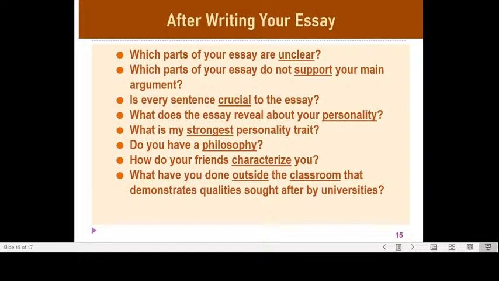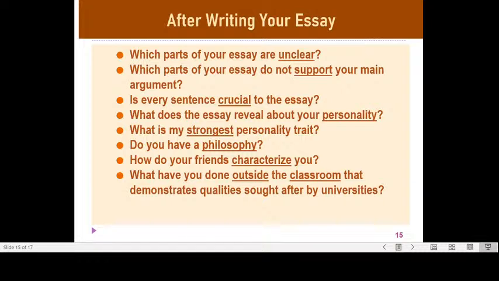Do you have a philosophy? How do your friends characterize you? How do they see you? What do they think about you? What do they think your best qualities are?